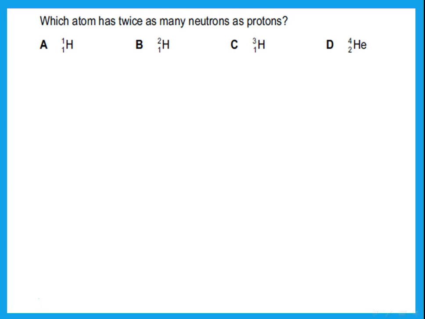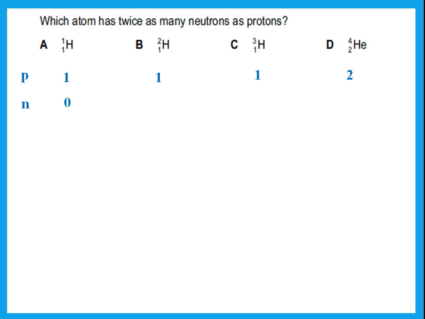Which atom has twice as many neutrons as protons? Now, remember that it's asking for the number of neutrons and the number of protons, and it wants something in which the neutrons are twice the protons. So you need to sit down and calculate how many protons and how many neutrons are in each of them. Now, how many protons? The protons are the small numbers, and that means the first ones are 1, 1, 1, and 2. These are the numbers of protons. So what about the number of neutrons? You remember that the number of neutrons is the difference between the big number and the small number.